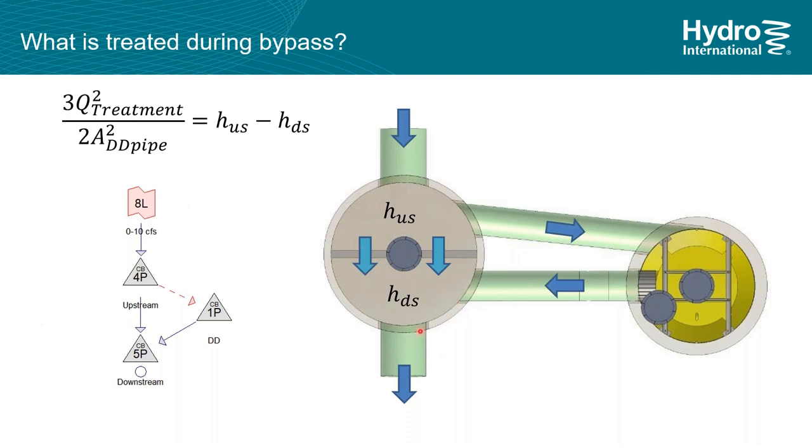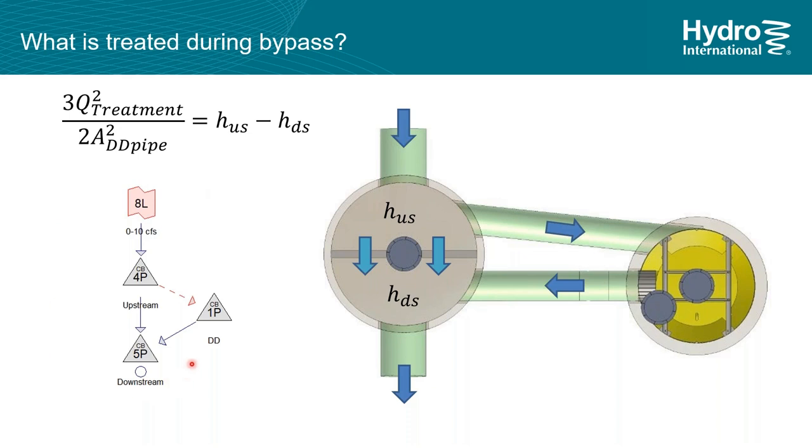Let's say you do some hydraulic calculations and you find your upstream water level and your downstream water level. You can calculate how much flow is going to the Downstream Defender, because the head difference from downstream to upstream is going to drive how much flow is going through the Downstream Defender. So the treatment flow is going to be a product of the difference between those two water levels. You can do this by hand, but it's a lot more convenient to have HydroCAD do it for you.